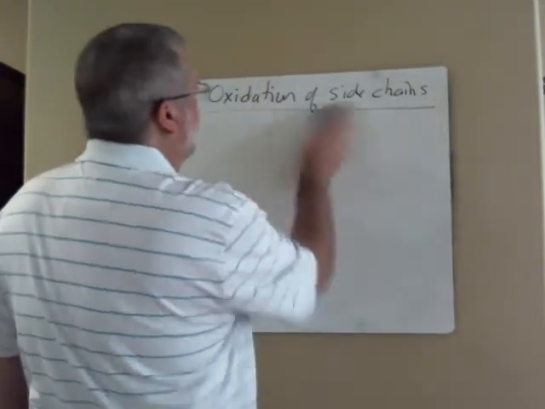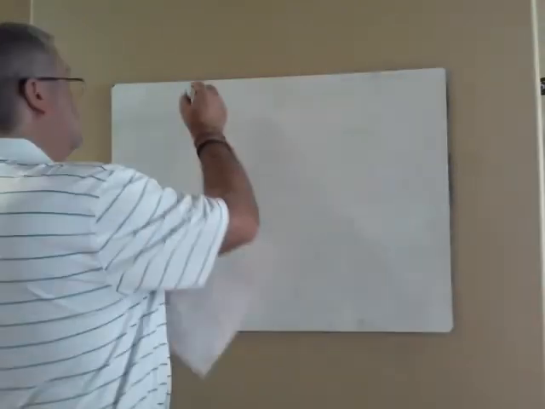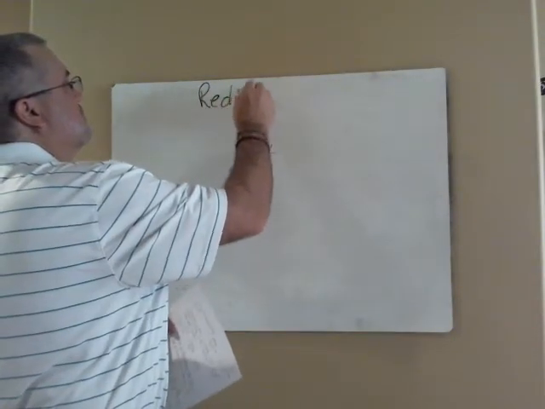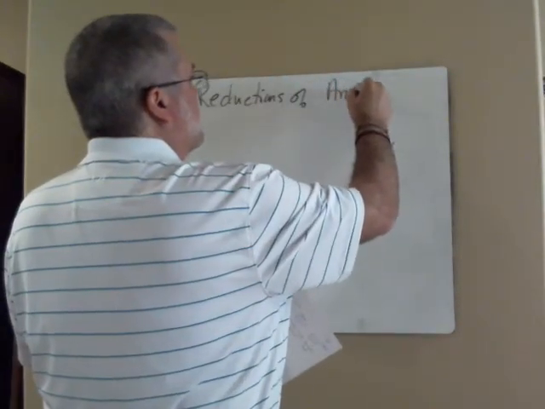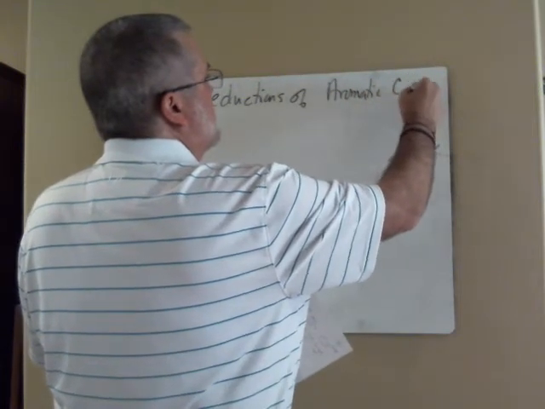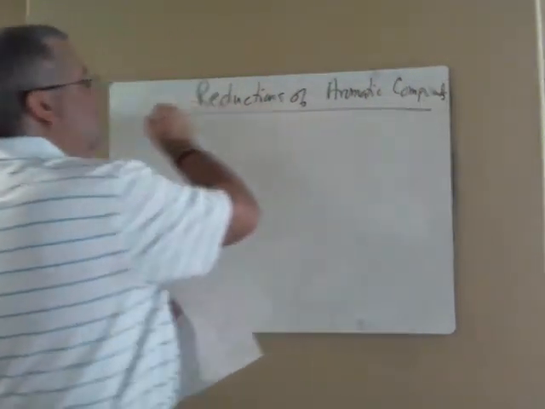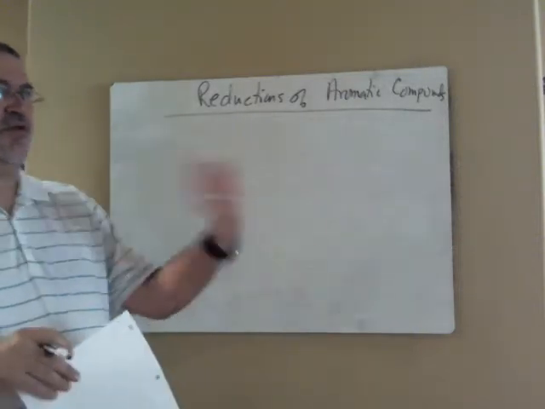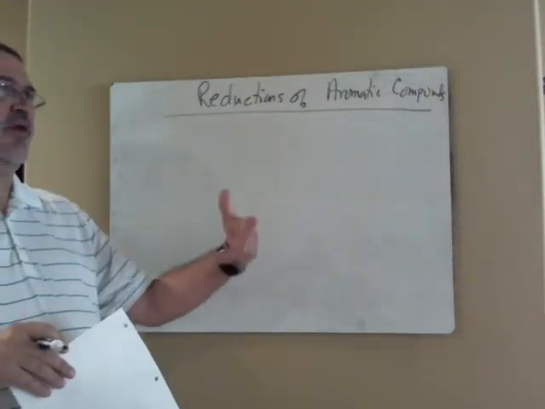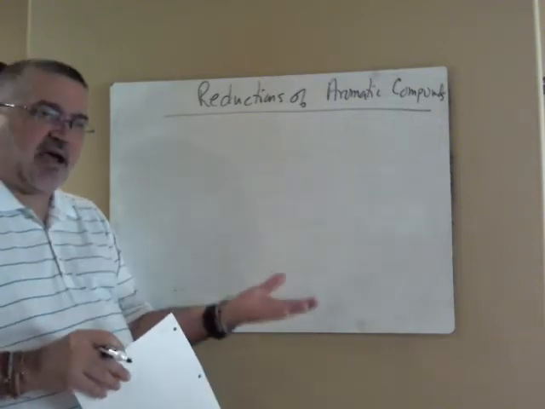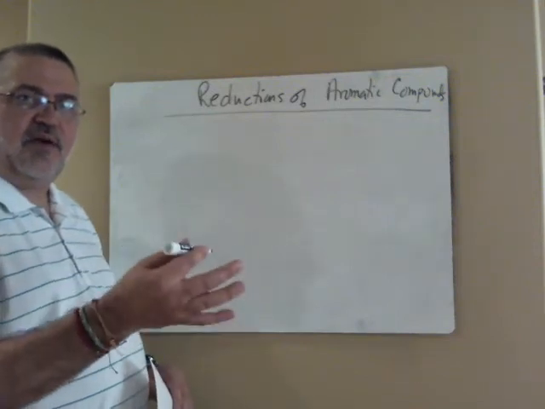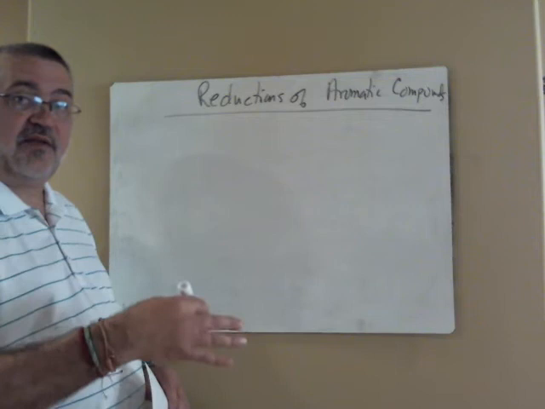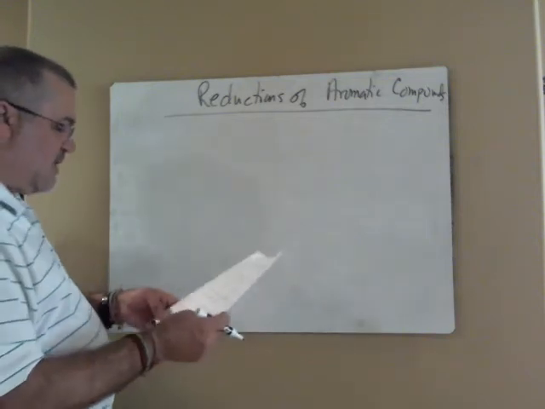The next thing we want to talk about is reductions, and let's just say reductions of aromatic compounds. So oxidations, remember, where you remove H's and add things like oxygen and bromine. Reductions are where you're adding H. And so we were doing reductions, for example, when we had alkenes. Remember, when we were adding H2 with catalysts across it, that's a reduction. So that's the kind of thing we're talking about here.